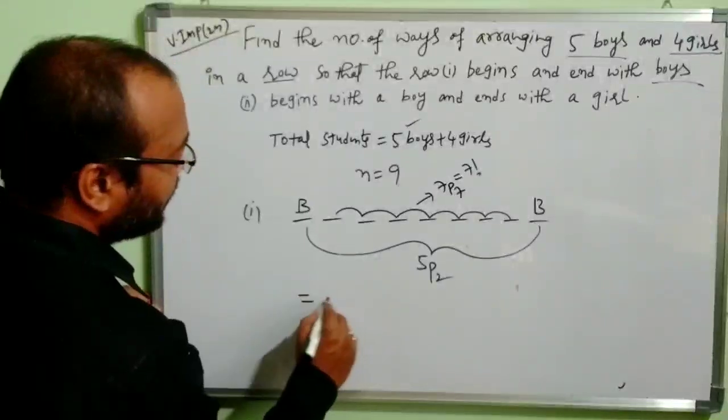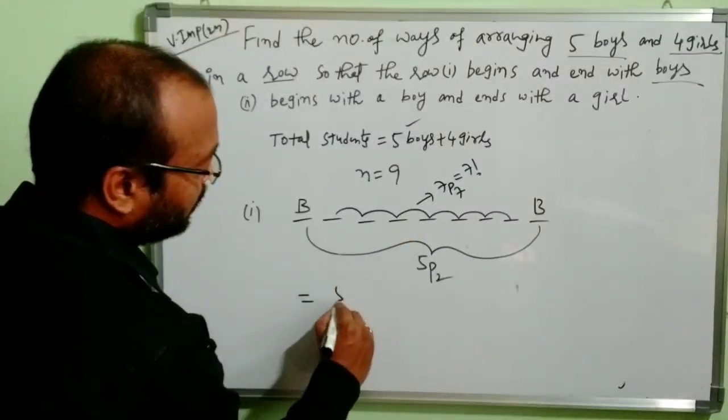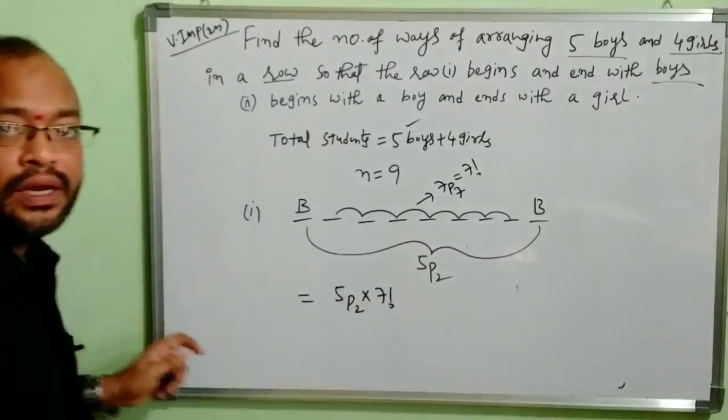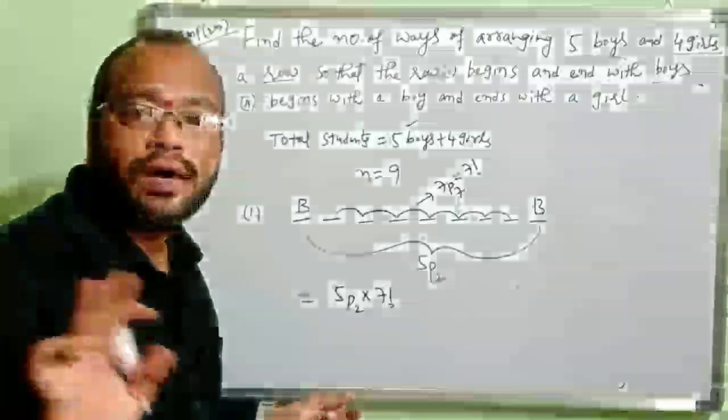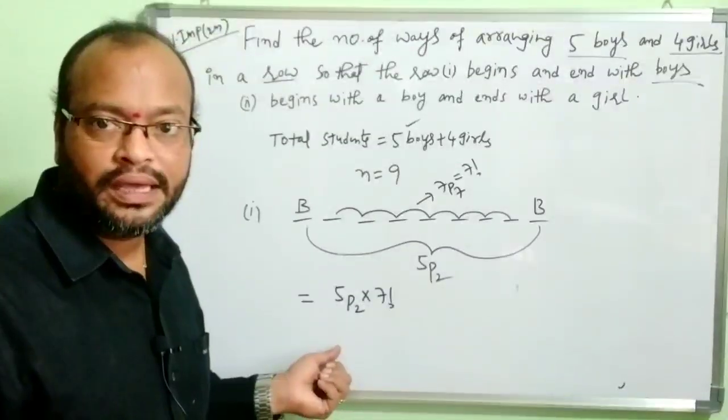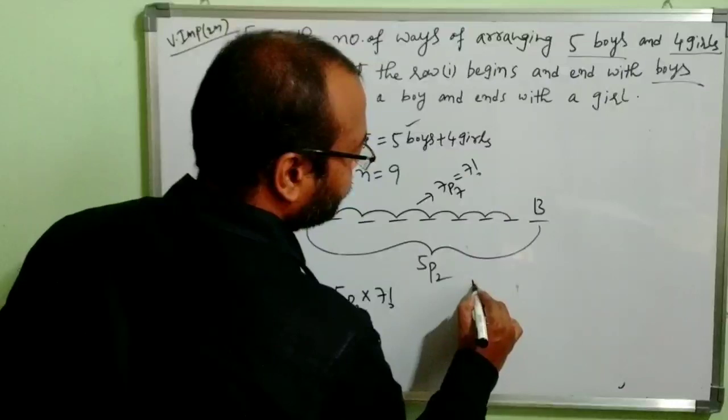How many ways can we arrange? By the fundamental principle, 5P2 into 7 factorial. So whenever the problem is like this, no need to solve. 5P2 means 5 into 4. It's enough. They will give the marks. Clear? Next, go for the second.